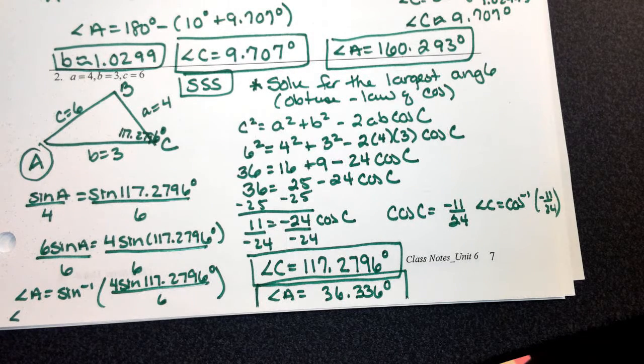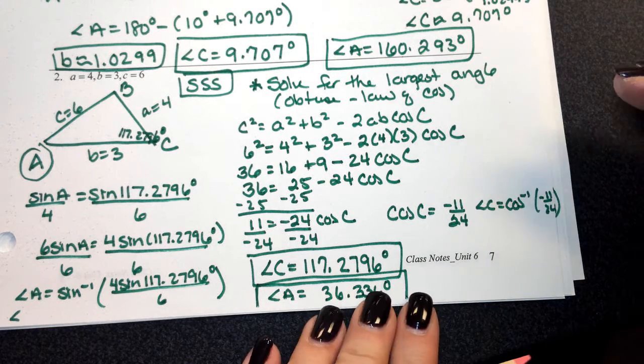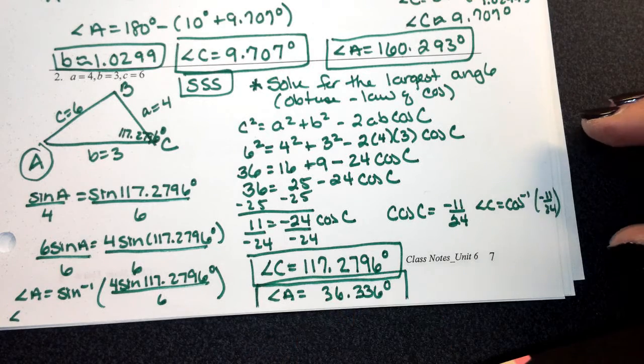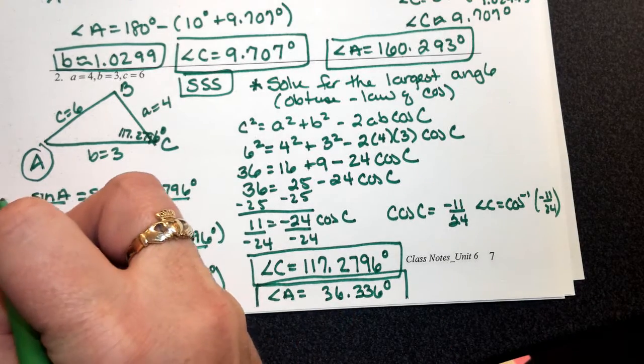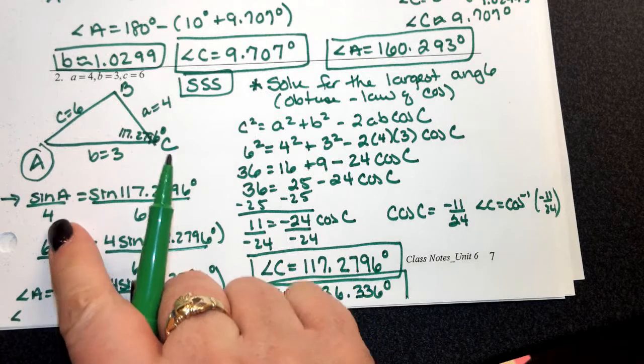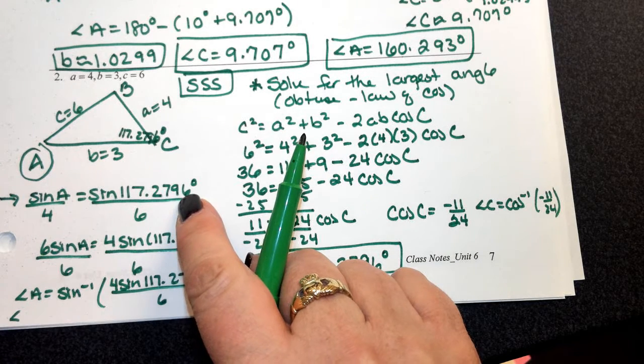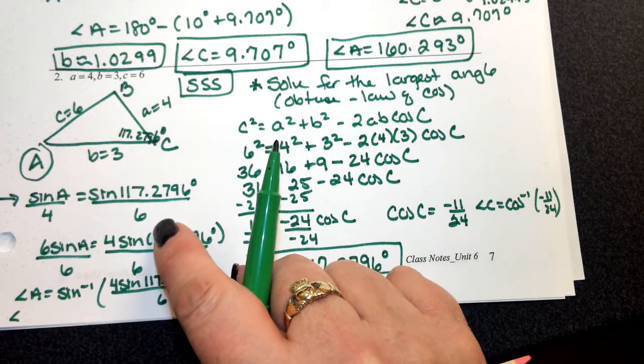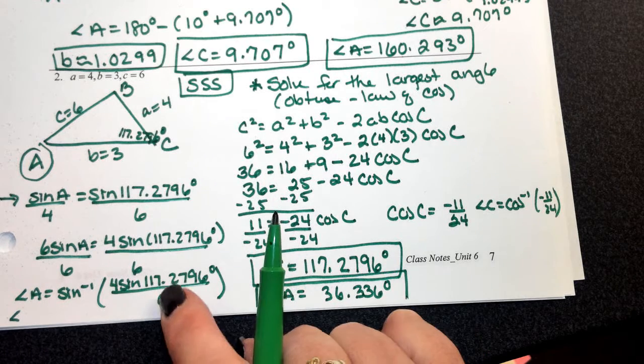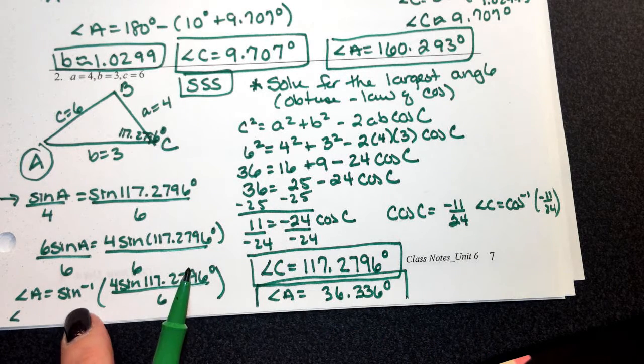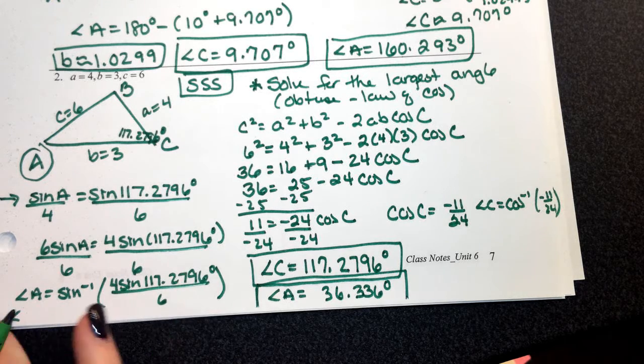Do we all come up with 36.336 degrees for angle A? All right, again, you can see my setup here. Sine of A over 4 is equal to the sine of angle C, which is what I just found, divided by 6. So remember, you have to take the inverse sine of that fraction because you're solving for that angle.